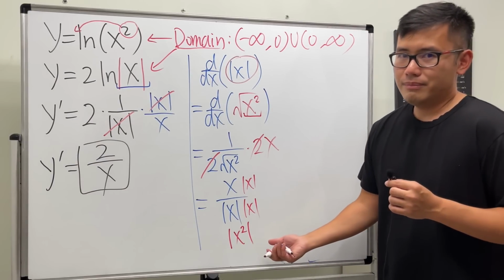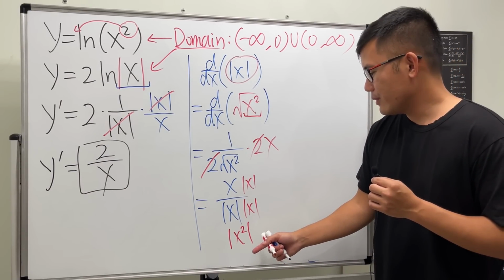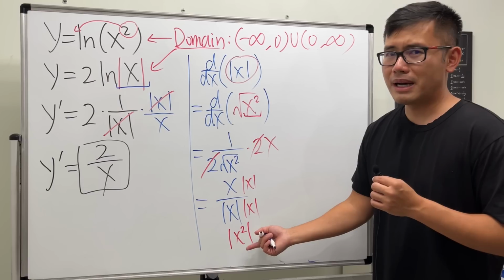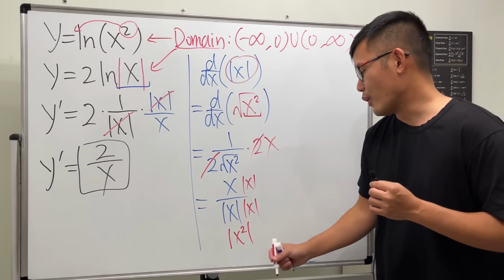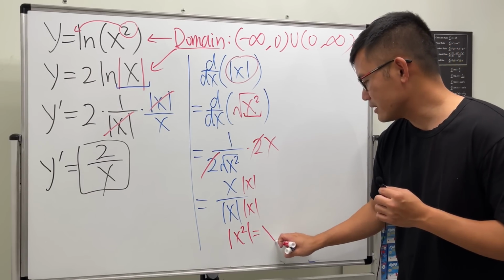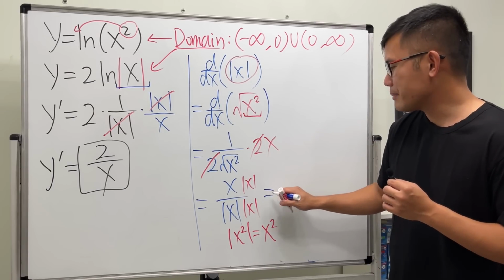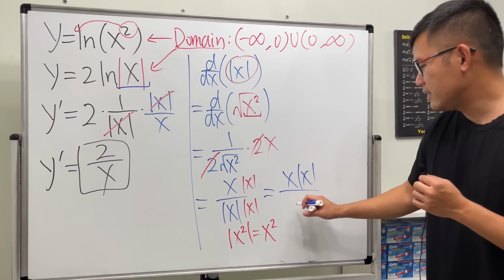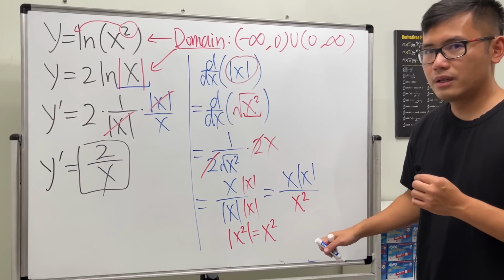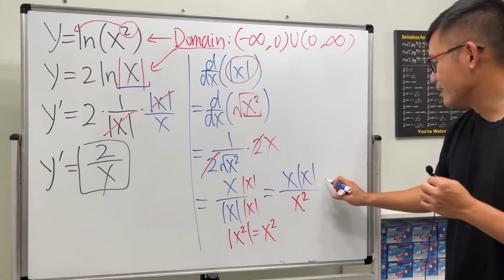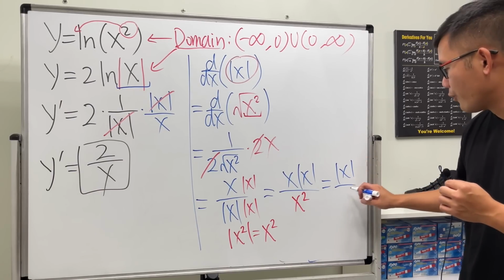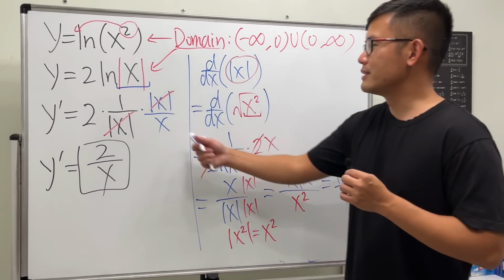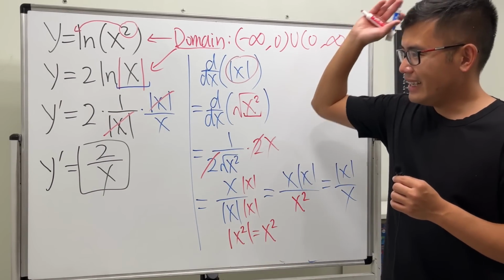And right here, x squared is always positive. Do we need absolute value? No. So in fact, this right here is just the same as x squared. So on the top, this right here is x times absolute value of x. On the bottom, this is technically just x squared. Aha! Reduce. We get absolute value of x over x. So that puts it over there. And then we are done.